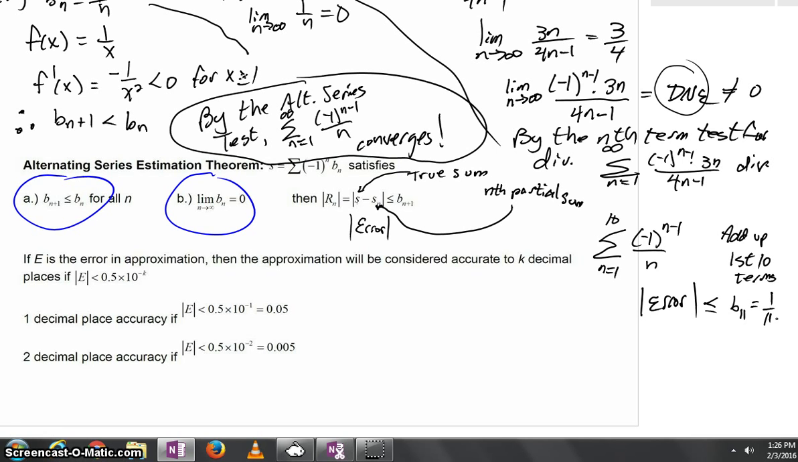Okay? So that's pretty bold. If you were going up to the first 100 terms, now I'm going to have to go out to my 101st term. It'd be 1 over 101, where I could say, now I know I'm that close. So what we're going to do next is talk about a way to measure decimal place accuracy. If E is the error, the approximation will be considered accurate to k decimal places if you have E less than 0.5 times 10 to the negative k. I think our video is going to stop here.